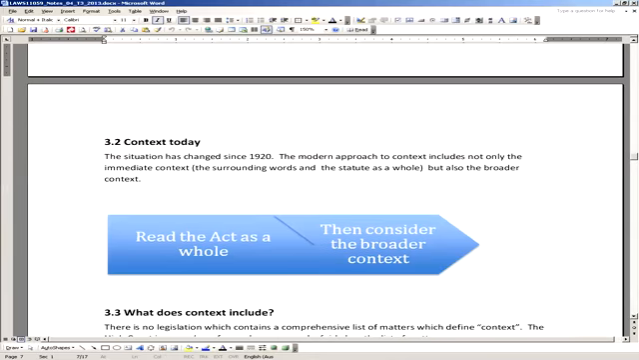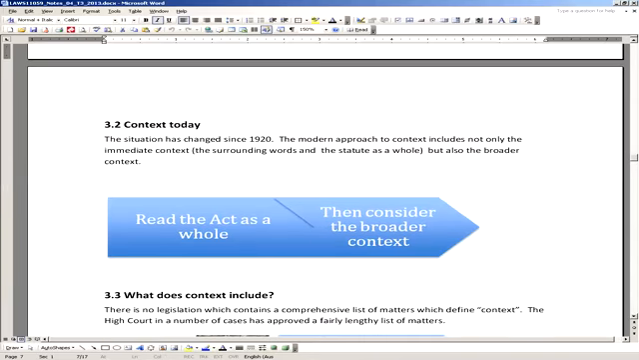Okay. So the context today, well, obviously things have changed. Now you don't just look at the individual section. You look towards the context of the words in a section and look at that in a broader context, the context of the Act as a whole, which is context, and then the broader context, which is purpose, object, the object of the Act, and the object generally. How do we find the object generally? We look to the explanatory memoranda, we look to the second reading speech, etc.